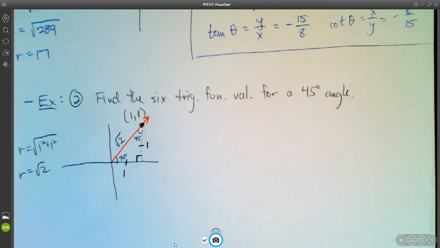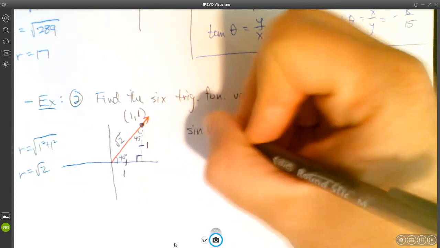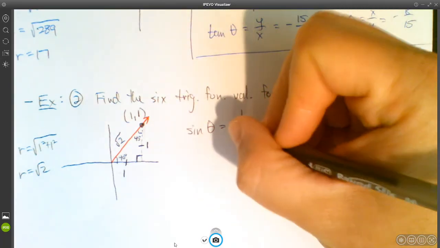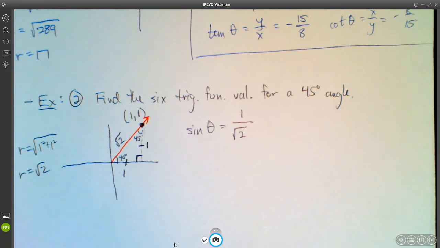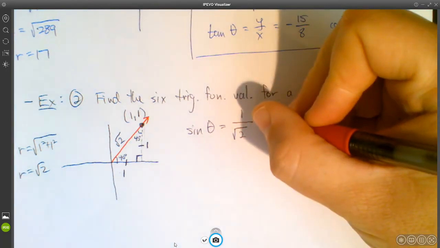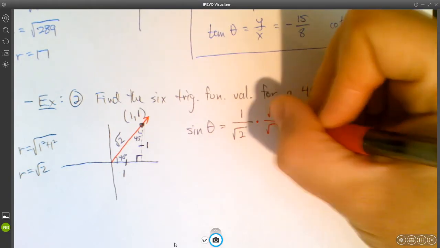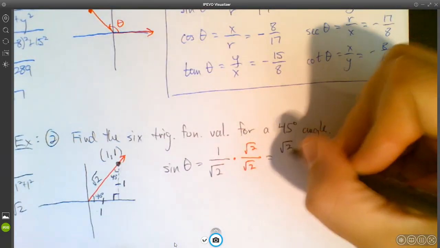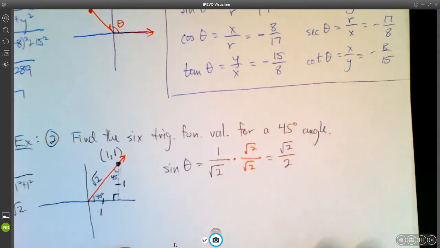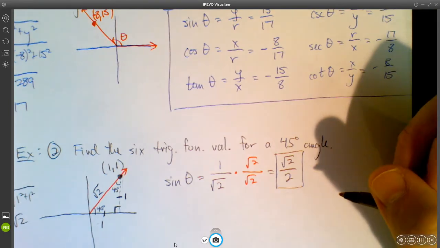But now we can find the 6 trig function values for our 45-degree angle pretty easily, right? We can say, well, sine theta is going to be y over r. Now, most of the time, your book will rationalize these. I don't really care if you rationalize it or leave it unrationalized. It's all the same to me. But your book will rationalize it, which means you can't have a radical in the denominator. So it'll multiply by root 2 over 2. And so it'll give the final answer as, well, 1 times root 2 is root 2. And root 2 times root 2 is just root 4, which is 2. So the book will give the final answer as root 2 over 2. Okay, but there's sine theta.